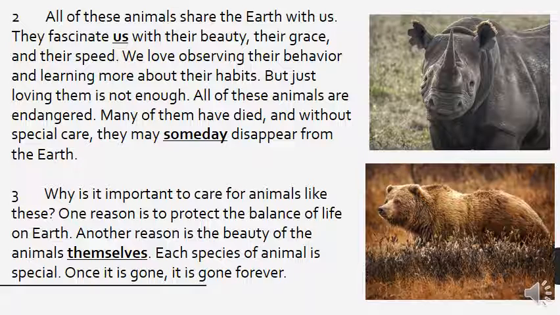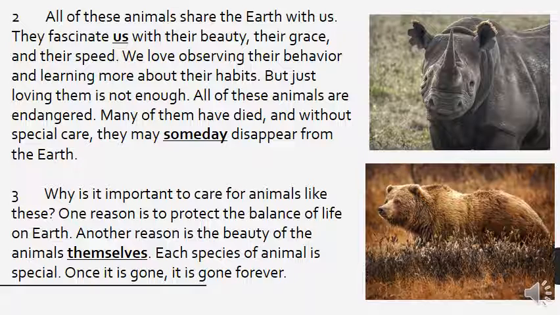So let's see. One reason is to protect the balance of life on Earth. Another reason is the beauty of the animals themselves. These animals are really beautiful. They're nice. So that's why we have to protect these animals for many different reasons.